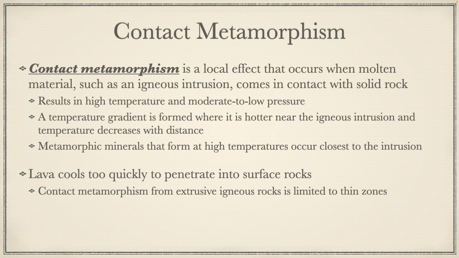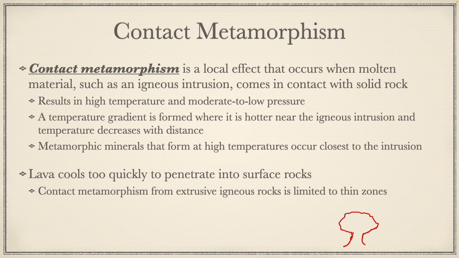And then contact metamorphism is a local effect that occurs when molten materials such as an igneous intrusion come into contact with solid rock. And again, an igneous intrusion would happen if you had a plume of magma from the mantle that kind of works its way up into the crust. So this results in high temperature and moderate to low pressures because you don't really have plates colliding to create those high pressures. You can have fairly high temperatures though because you've got magma there.